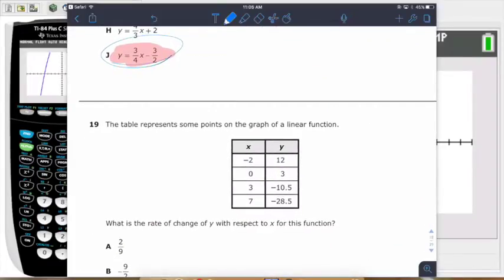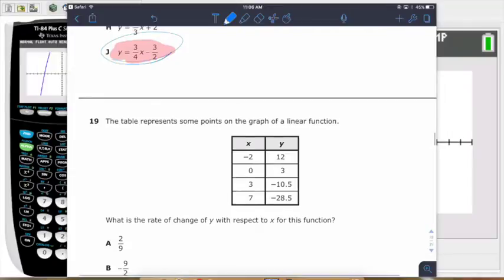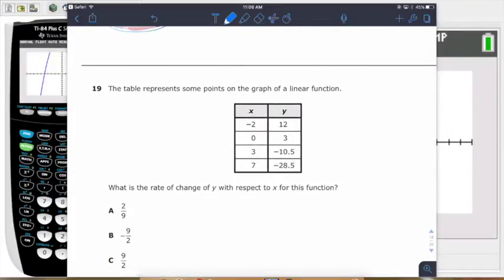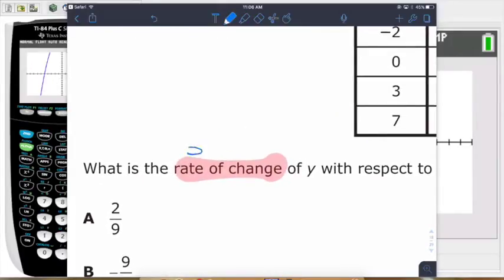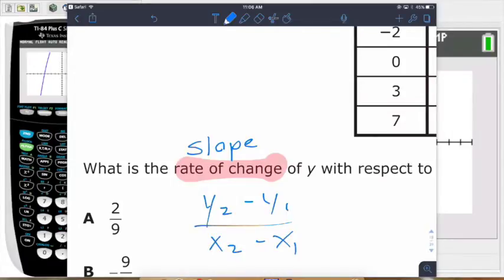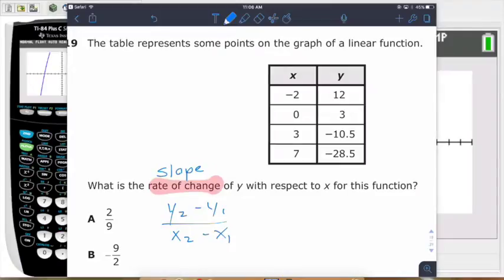Alright, the table represents some points on the graph of a linear function. What is the rate of change? Okay, and I think they've already asked the question that we've gone through. Rate of change, once again, if you didn't see those videos, rate of change is slope. You can use your slope formula, y2 minus y1 over x2 minus x1. They do give you that formula on the STAAR exam.